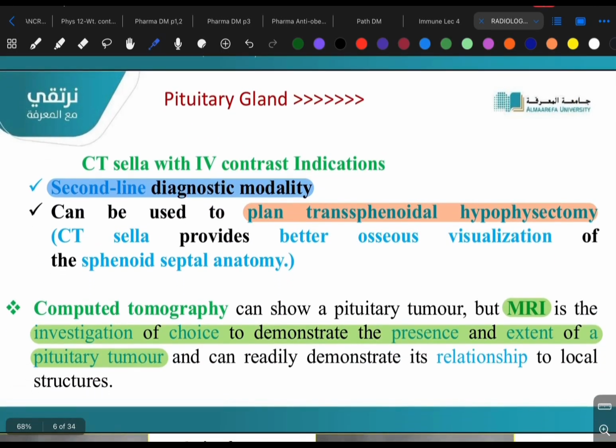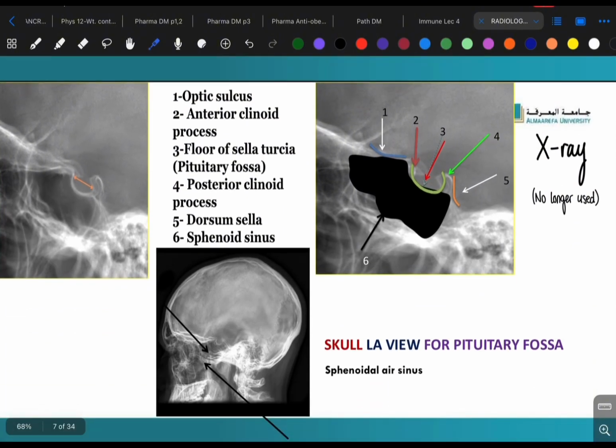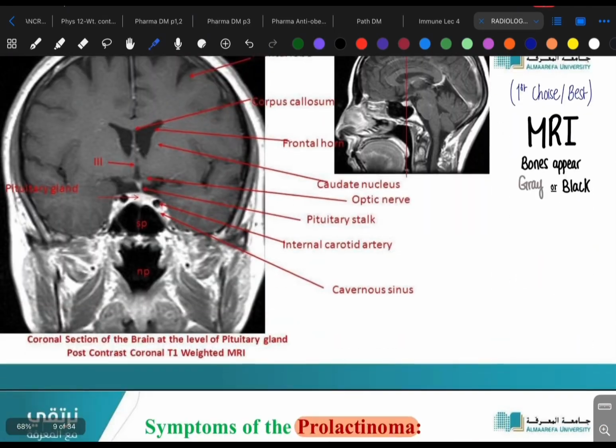طيب. The second line is the CT. We said we use CT, but the first image modality choice is MRI, and CT is used mainly to plan transsphenoidal hypophysectomy. Okay, this is the main use of the CT for the pituitary gland. طيب. So here it's telling us again that MRI is the first choice to demonstrate the presence and extent of a pituitary tumor. تمام? So here we can see the three image modalities اللي هما X-ray, CT and MRI, okay?